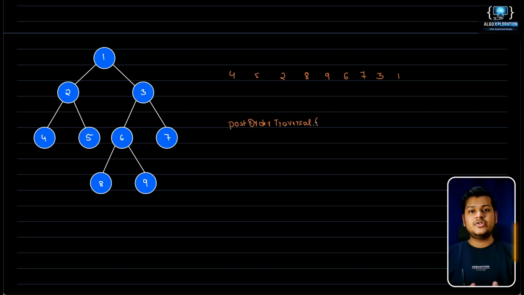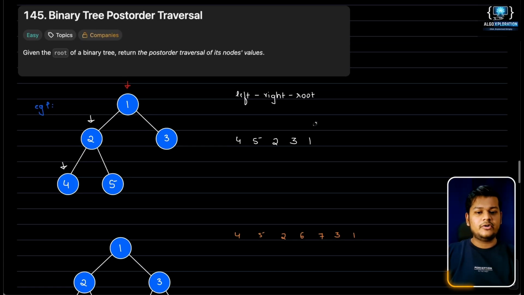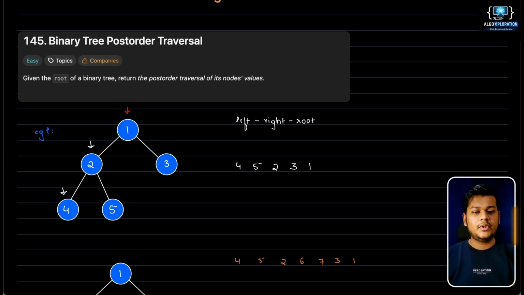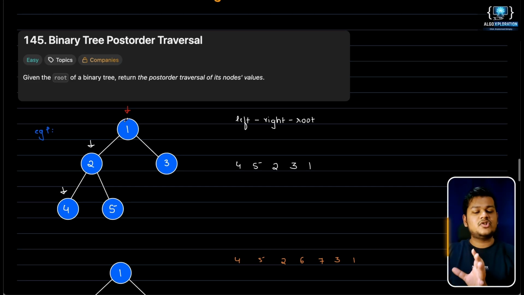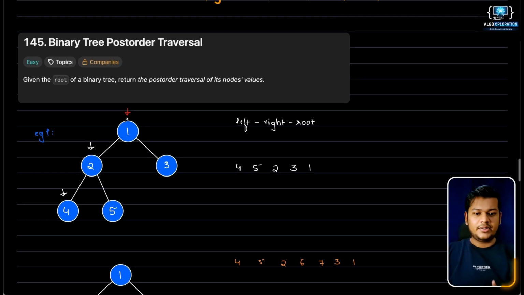Now in the question, we are not going to print it. Basically, we are going to return it. In the question, they are asking us to return the post order traversal of the node's values. This is a node, which basically has 3 fields: address of the left child, data or the value, and the address of the right child. So we need to return the values. Over here, we can just create a dynamic array, let's say a list. Then we will store all the values in that list and return it.